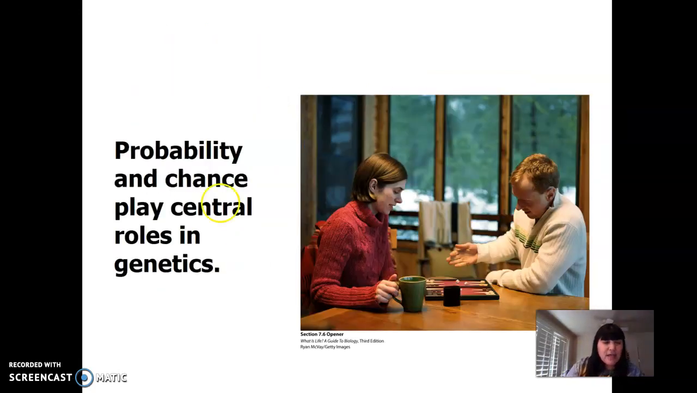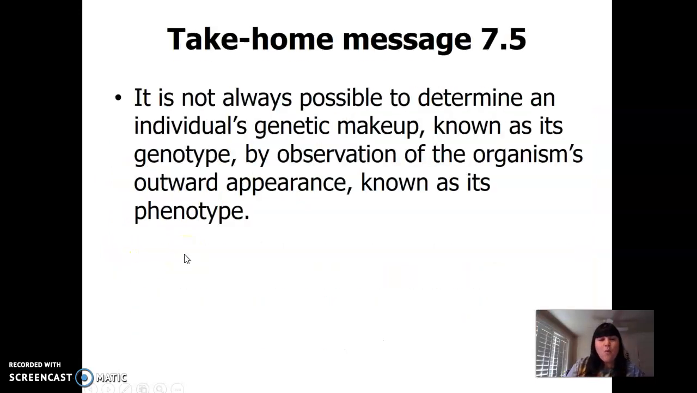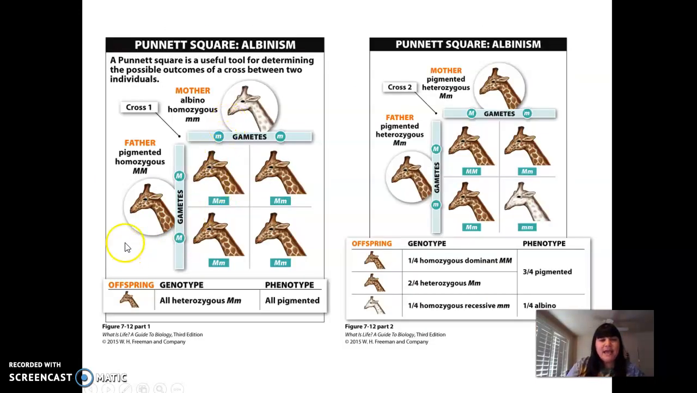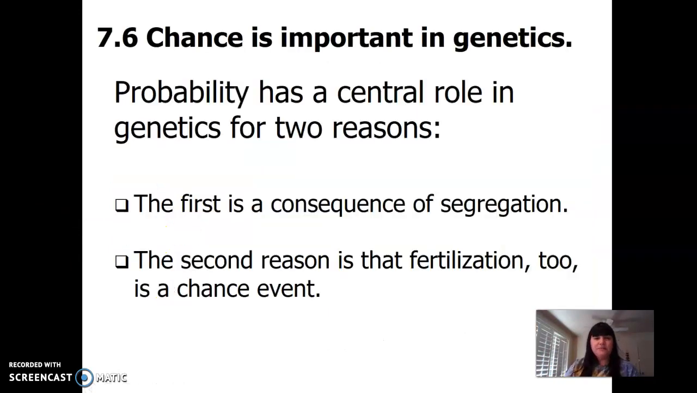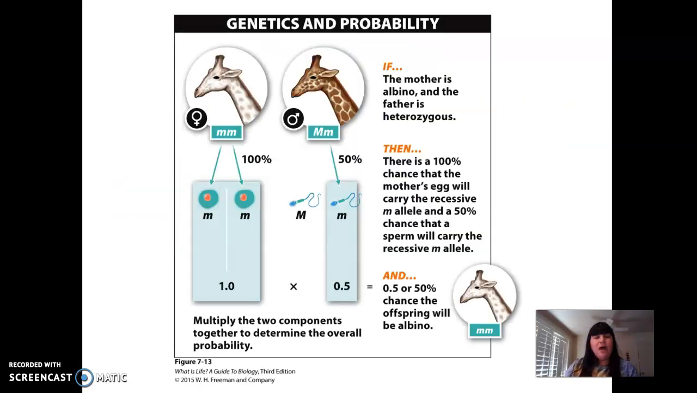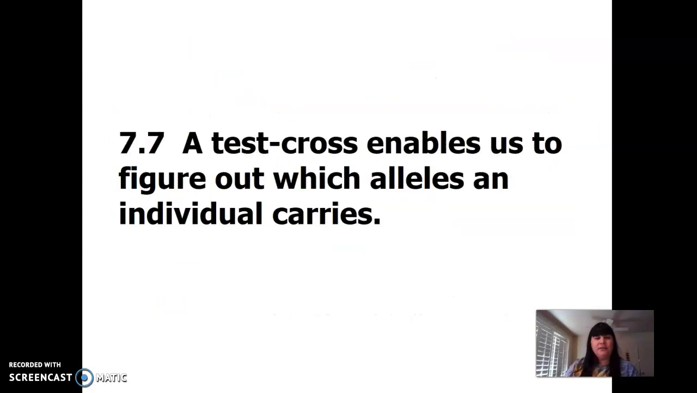So probability, chance, plays a central role. What's the chance of this egg and this sperm getting together, or this egg and this sperm, or this egg and this sperm? It's chance, variation. And that's why sexual reproduction creates variation among the offspring, the babies, and among the whole population. Okay. So it says probability and chance play a central role in genetics. So they talk about that.